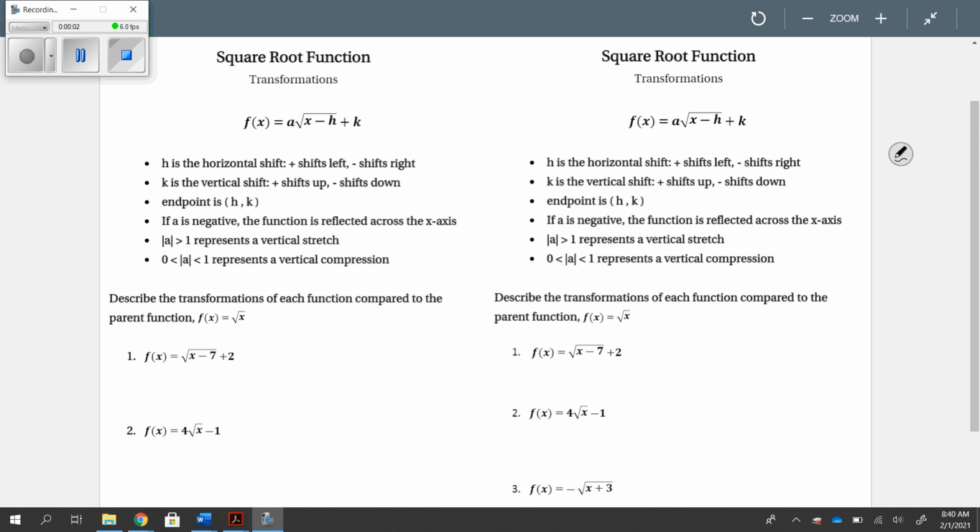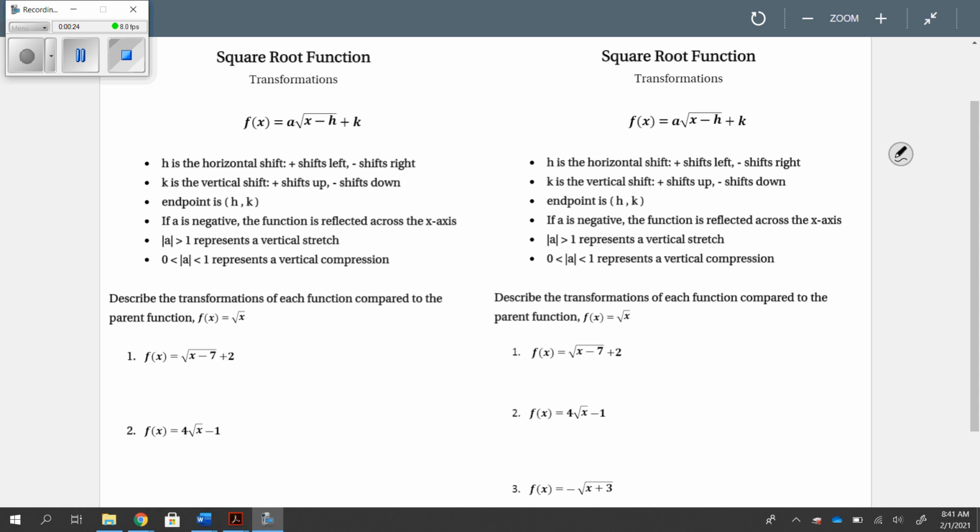Alright, today we are doing square root function transformations. We've done all this before. The last 2 days we've done inverses, square root and cube root. Today and tomorrow, what do you think we'll do? Square root and cube root transformations. We've done transformations before. That's where we say left 6, down 8, reflection over x, stuff like that.